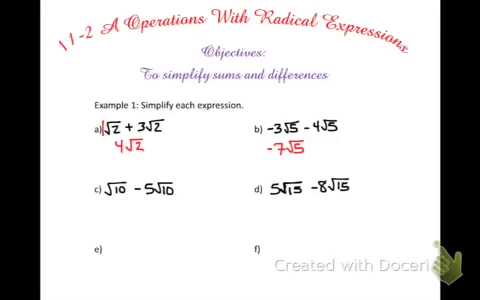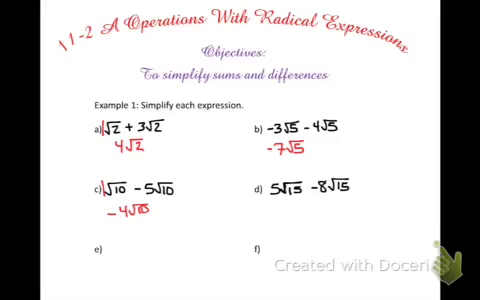Dylan, what number is in front of that square root of 10? So it's 1 square root of 10 minus 5 square root of 10. Dylan, what is 1 square root of 10 minus 5 square root of 10? Okay, so it's -4 square root of 10. Very good, Dylan.